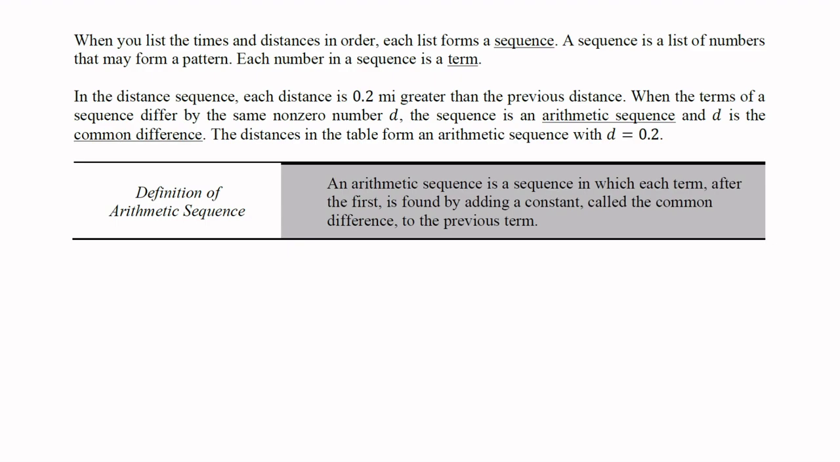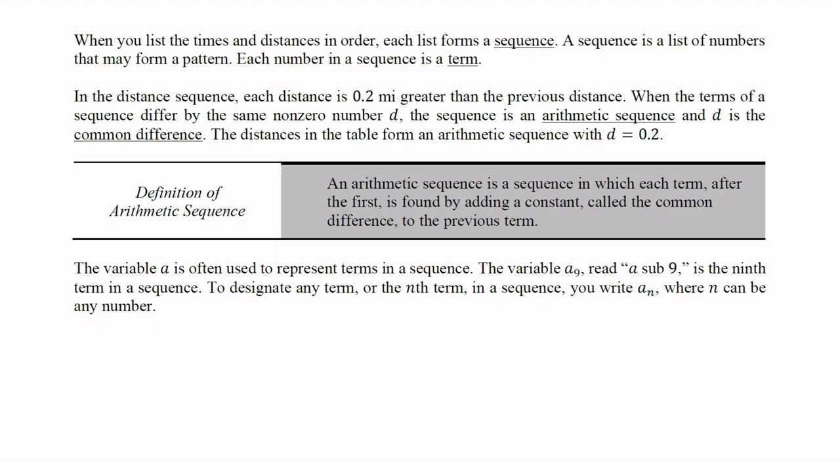So an arithmetic sequence is a sequence in which each term after the first is found by adding a constant called the common difference to the previous term. The variable a is often used to represent terms in a sequence. The variable a sub 9 is the 9th term in a sequence. To designate any term or the nth term in a sequence, you write a sub n, where n can be any number.